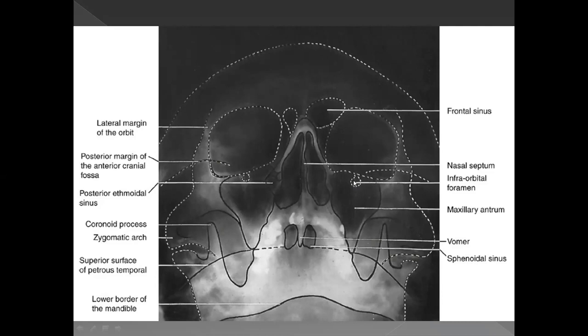But like I said, the main structures that you can maybe interpret clearly on such an X-ray would be the frontal sinus, the lateral margin of the orbit, the zygomatic arch, the coronoid, lower border of the mandible, and the maxillary antrum over here, as well as the nasal septum. So the other structures, I would suggest don't try to comment on that, because you won't be able to see them very clearly on such an X-ray. All right.